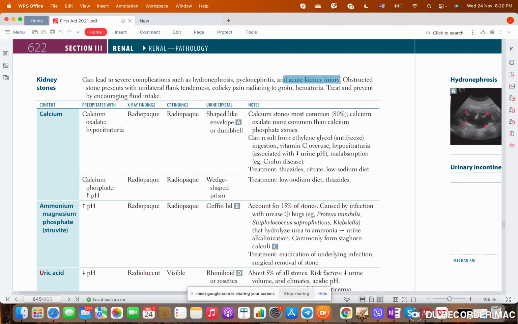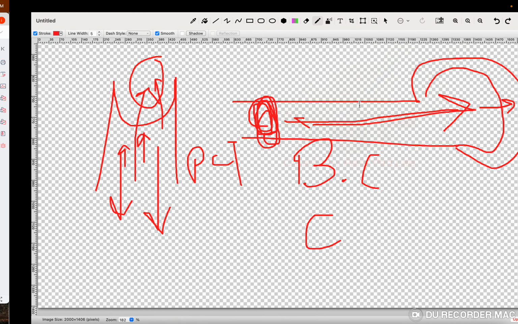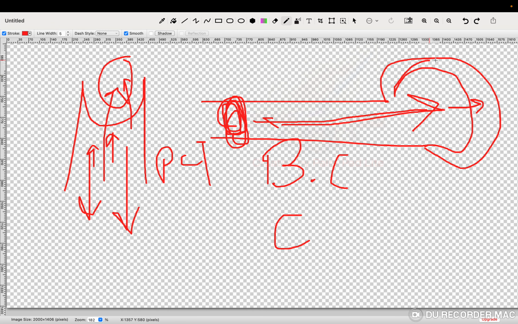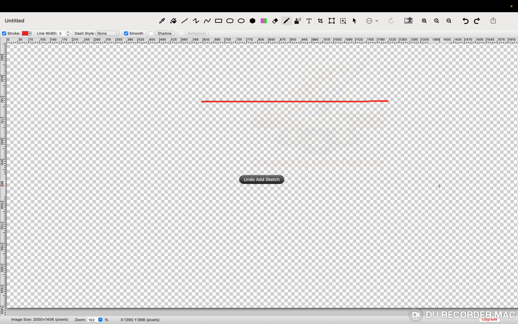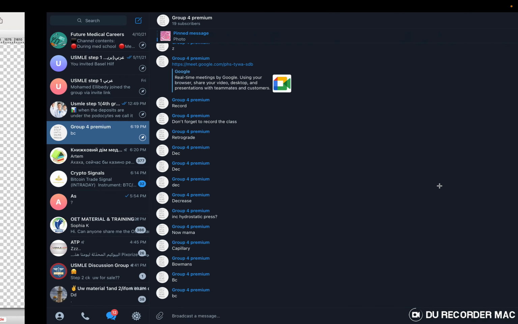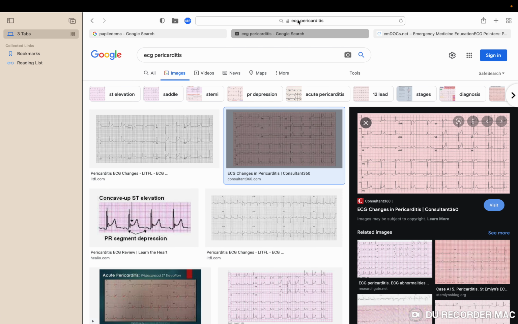Also, it can lead to acute kidney injury. Well, if you are pushing against the kidney, look what happens. I'm pushing against it, pushing against it, pushing against it. It will start to become thinner and thinner and thinner until it becomes in a really bad shape. Let me actually show you this.